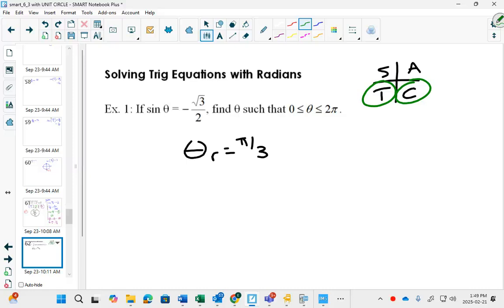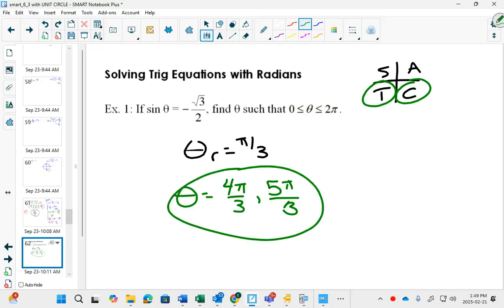Now that we're without a calculator and just using our pi plate, my reference angle is pi over 3. My pi over 3 family I have completely labeled on my pi plate. What is the pi over 3 family in quadrant 3? That's 4 pi over 3. What is my pi over 3 family in quadrant 4? 5 pi over 3. And we're done. Without a calculator, we have our answer very quick.